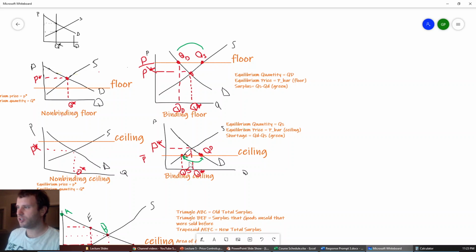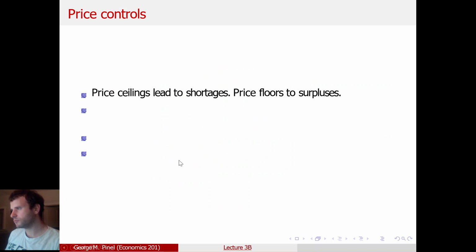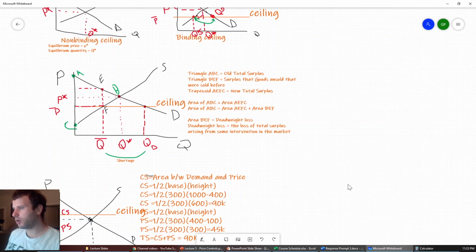And then vice versa. When the ceiling intersects with the supply before the demand, well, then you have more people who want to buy than want to sell, so you're going to have a shortage. Okay. So both of them can lead to inefficient allocations. A shortage can lead to inefficient consumer allocation. Okay, you can see that with the graph that we did later.